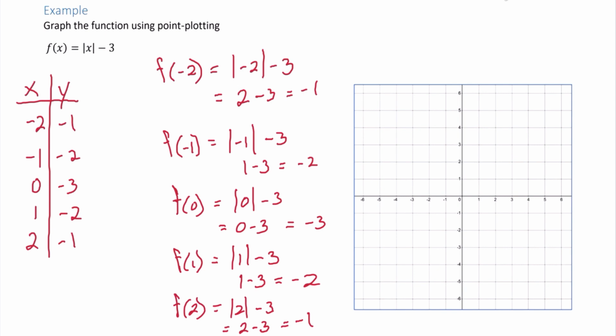Now we plot those points. -2, -1, -1, -2, 0, -3, 1, -2, and then 2, -1. And from here, we draw the graph. And one property of absolute value when we graph it is it comes to a sharp corner. It's not like the quadratic with the smooth curve that we saw in the previous example.